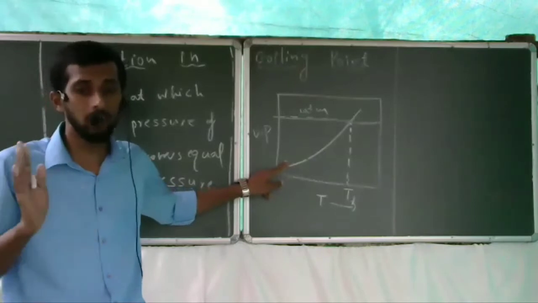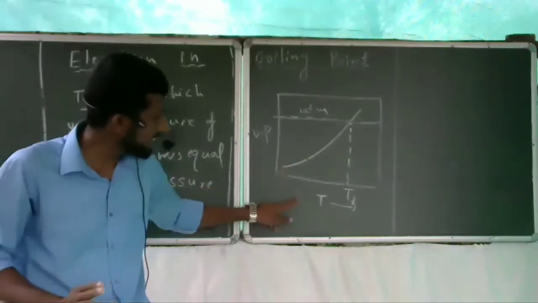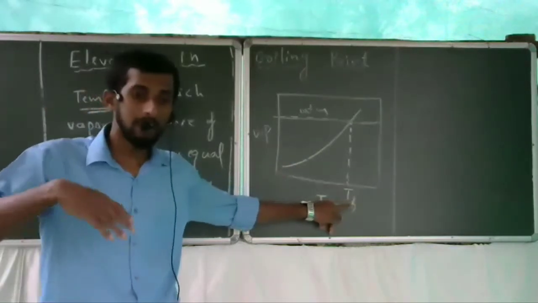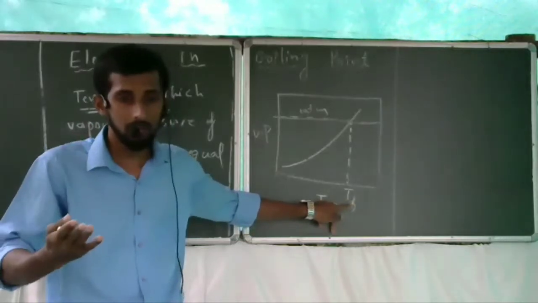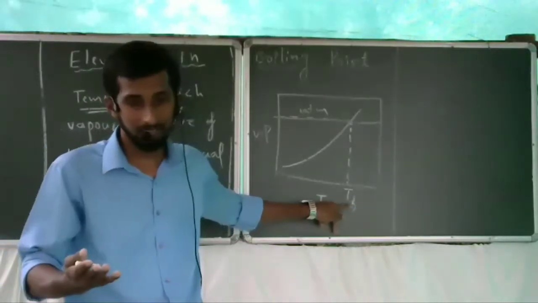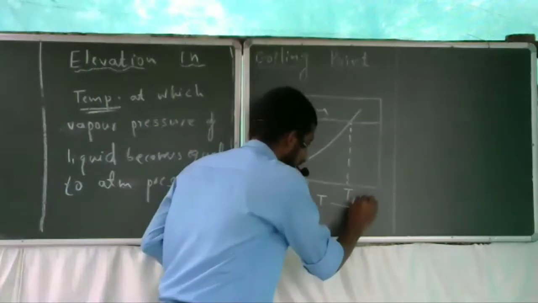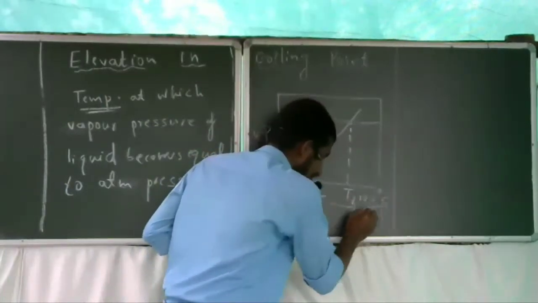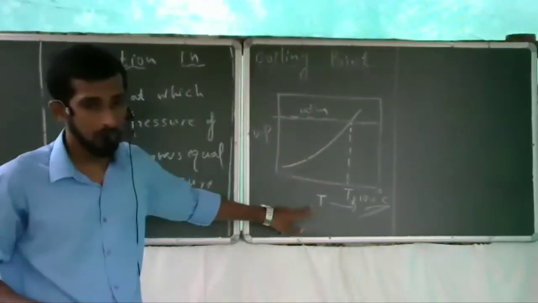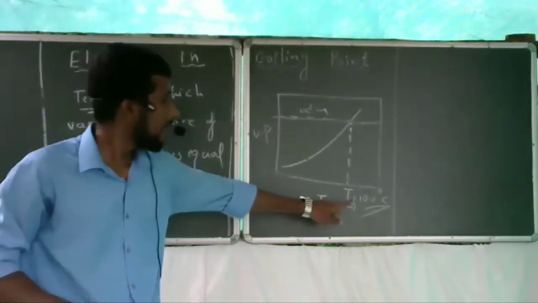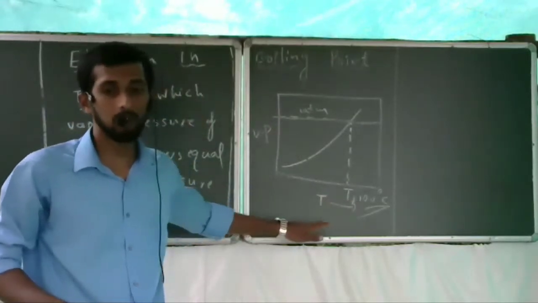Okay, that is less than 1 atm. Then you have to increase the temperature. As you increase the temperature of water, the vapor pressure of water increases. At 100 degree Celsius, at sea level, as you keep increasing the water temperature.